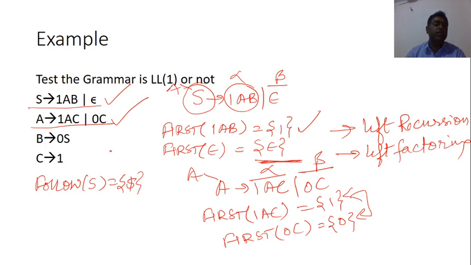Left factoring means the grammar is non-deterministic. So if any grammar is given to you, remove the left recursion if it is present. After that, check whether there is left factoring, and if there is, remove it. If left recursion and left factoring are not present in the grammar, then construct the predictive parsing table for that grammar, which is known as the LL1 parsing table. The method for constructing the LL1 parsing table is the same as for the predictive parsing table; there is a change in the grammar only.